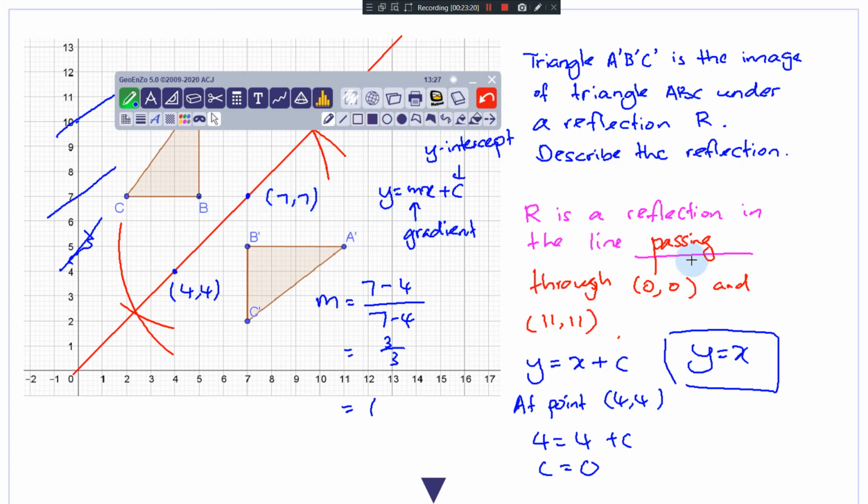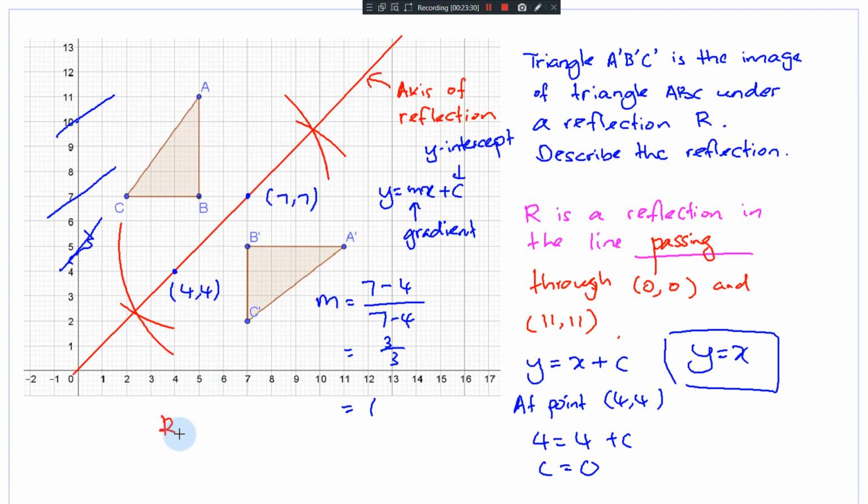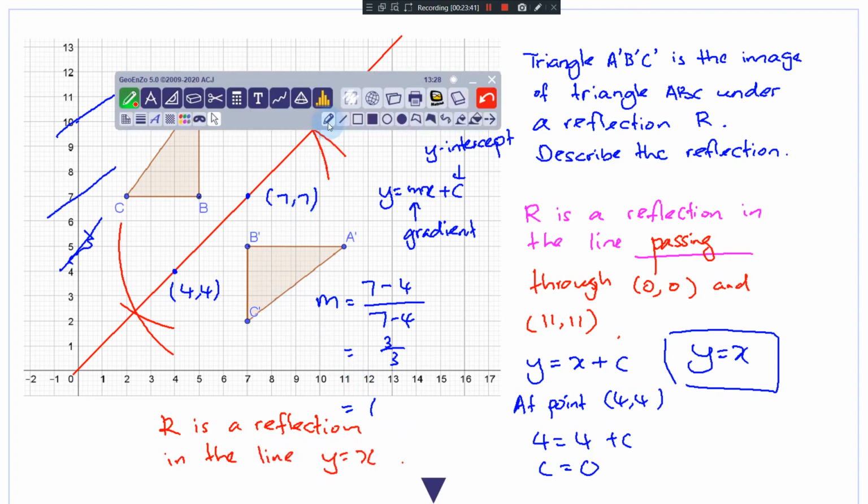So instead of describing this straight line this way, passing through, where you give 2 points, you actually can describe it in another way. R is a reflection in the line y equal to x. Then people know that you are talking about this line.